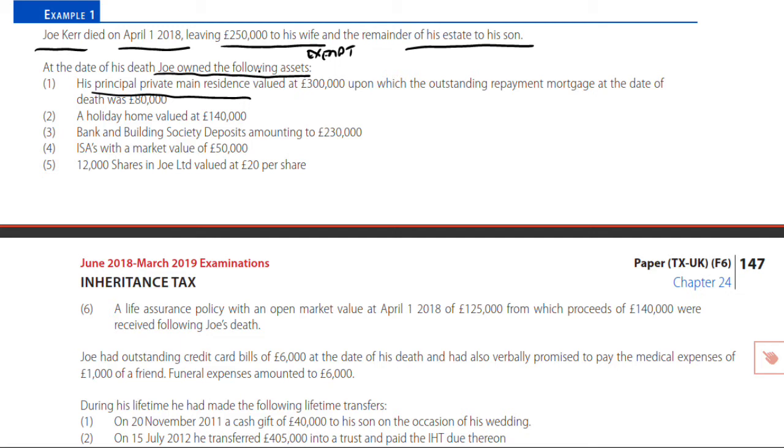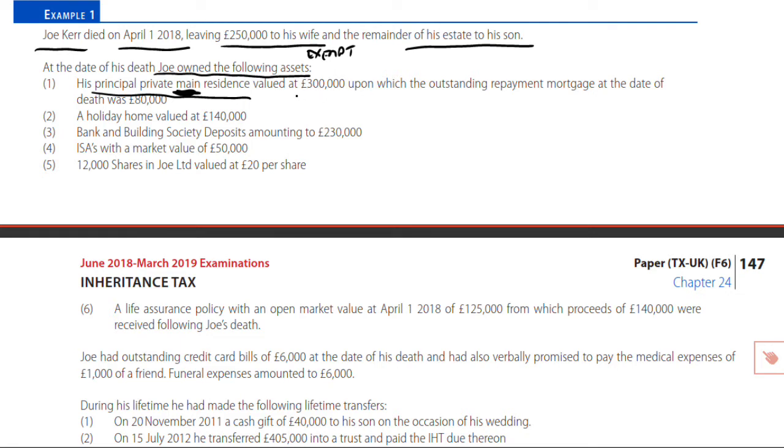Well, there is no CGT on death. All we are doing is to compute IHT. So here, don't be put off by terms that ring a bell of saying, oh, that's an exemption, that's a relief, because that exemption or relief is probably in a different tax. Probably it is CGT. So be careful, please. So, principal private main residence. Now, that is a term that we need to know for IHT, because if there is a main residence, then what may be available? Yep, the residence nil rate band.